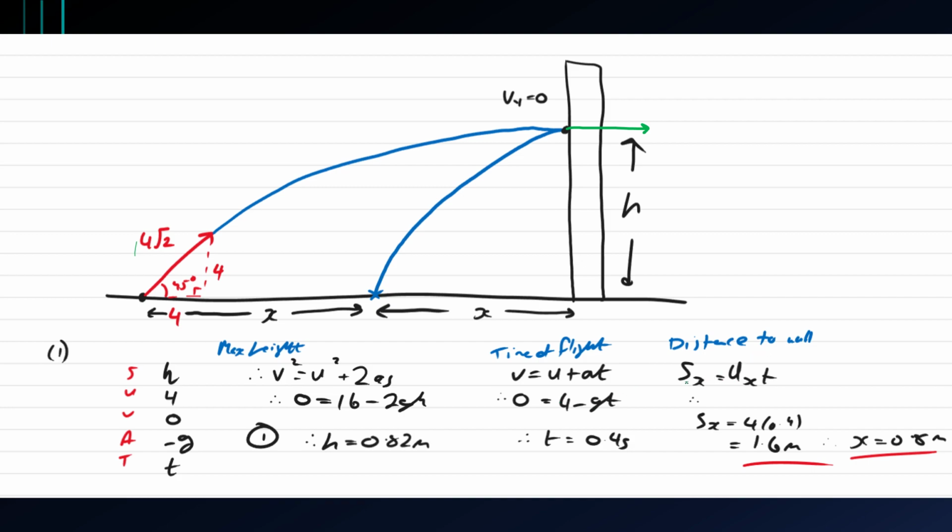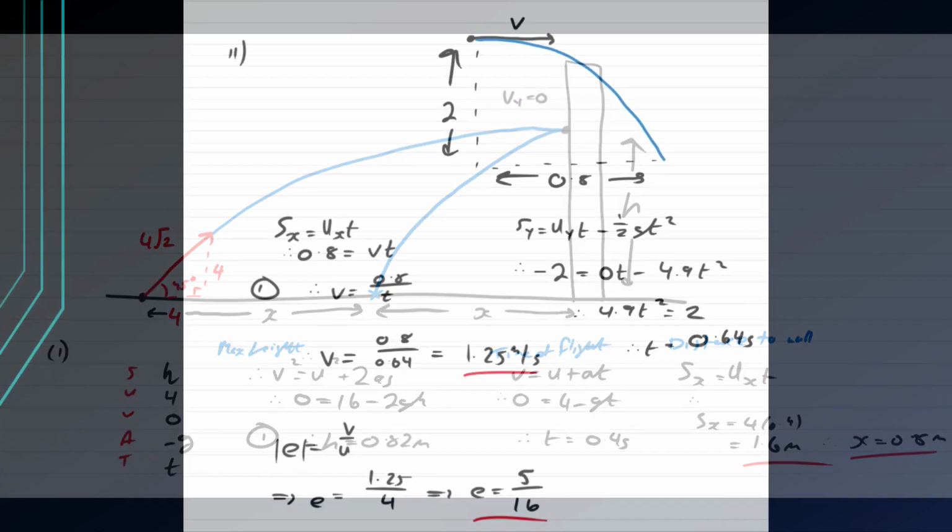And the distance to the wall is sx equals uxt. But remember, sx is these two x distances here. So it's 4 by 0.4 seconds, so 1.6 meters the whole length. And the distance x is 0.8 meters. Now this 0.8 meters is key, because in the second part, we're told to find the coefficient of restitution if it lands in the midpoint.